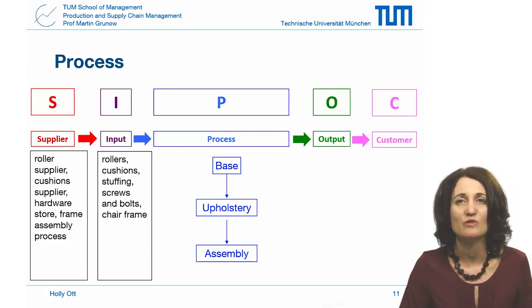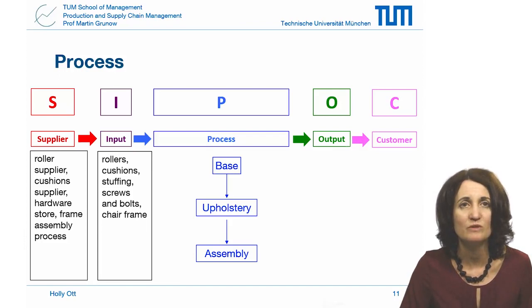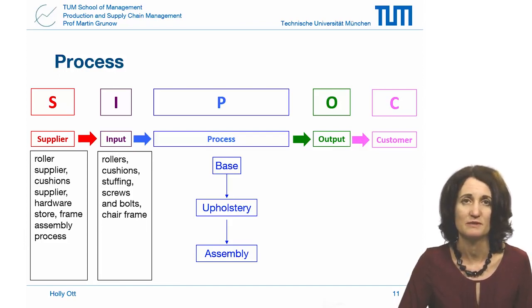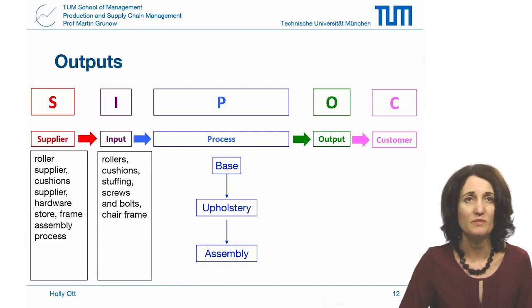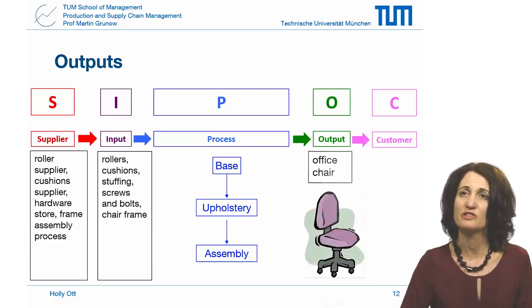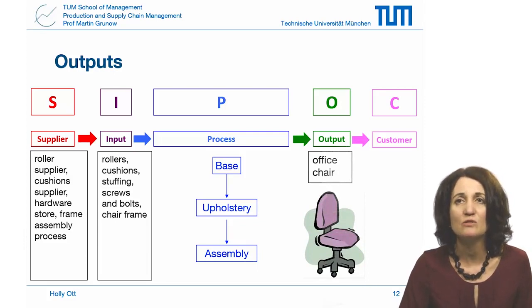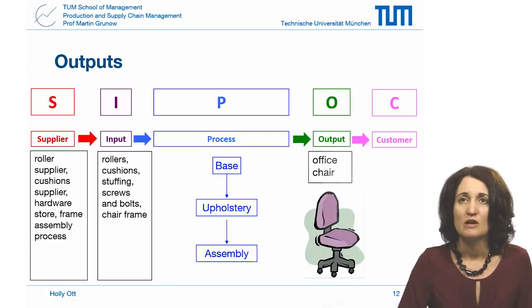And as we mentioned before, the business process is often repetitive tasks. These tasks then are performed as a sequence with specialized resources. Now we go to the outputs. So here, of course, what we have is our office chair. We've assembled our chair. This is then the physical or non-physical achievement or result of the process.